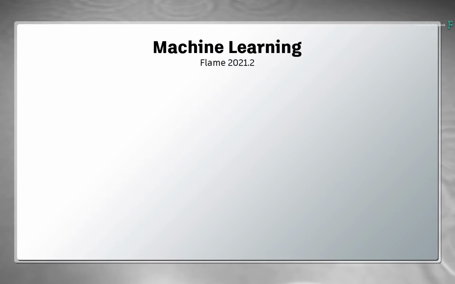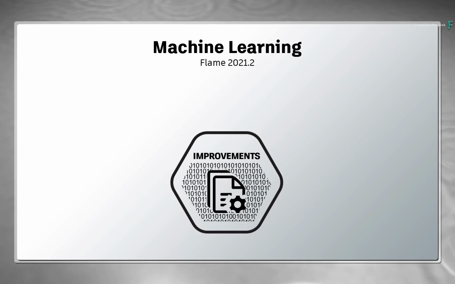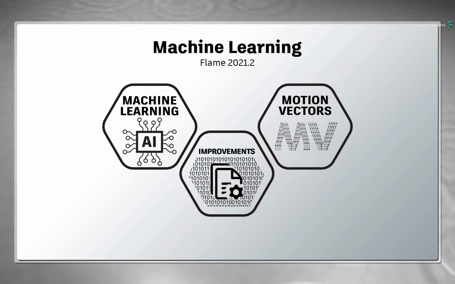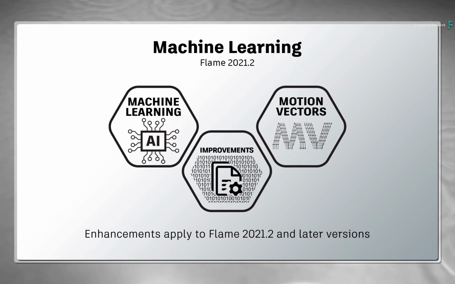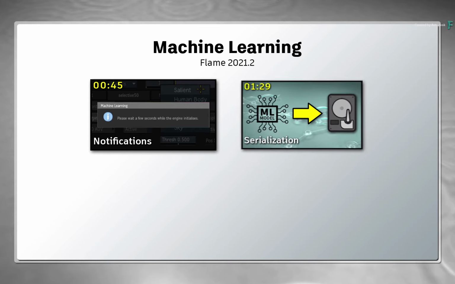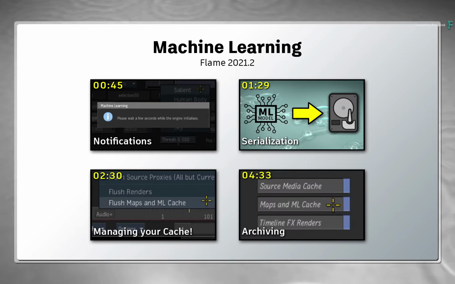In this video, we're going to discuss a few improvements related to machine learning and internally generated motion vectors. This should hopefully improve your experience using the Flame 2021.2 update and later versions. So we'll walk through the various aspects in Flame and discuss the context around these enhancements. This includes notifications, caching and archiving. Please use the agenda if you wish to view specific sections of this video.